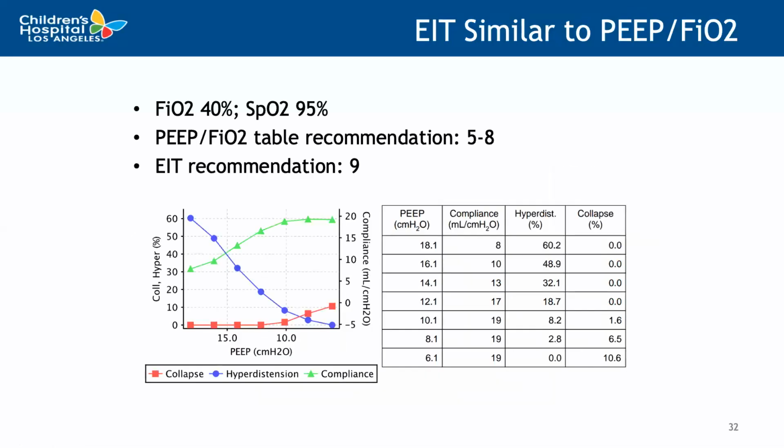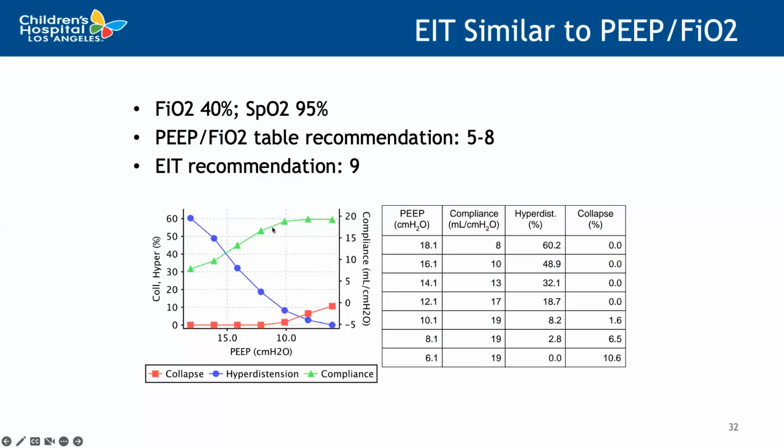So here are some examples of the reports that are produced from this PEEP titration tool. This particular patient was on a FiO2 of 40%, saturating 95%. Their PEEP FiO2 table recommended PEEP would be 5 to 8 centimeters of water, and their EIT recommended PEEP is 9, so pretty in line with the PEEP FiO2 table. The report also gives you not only their PEEP, but also the compliance, as well as the quantification of overdistension and collapse. You can see that in the different curves here. Again, blue is overdistension, red is collapse, and green is the compliance curve.